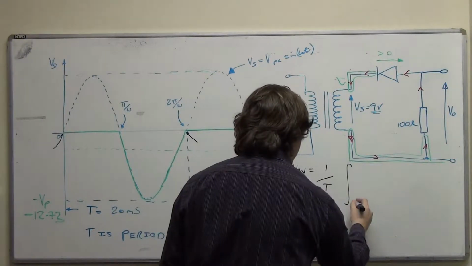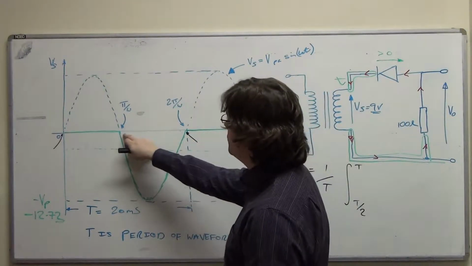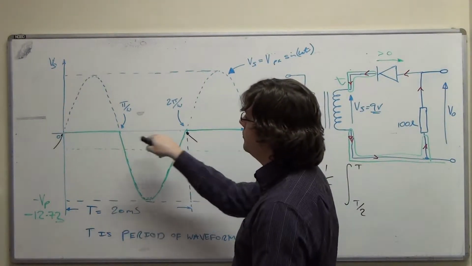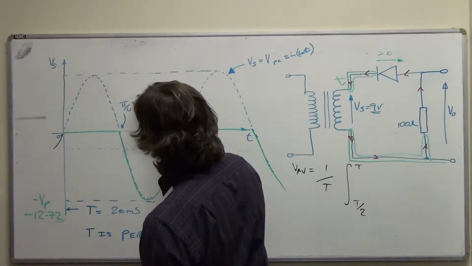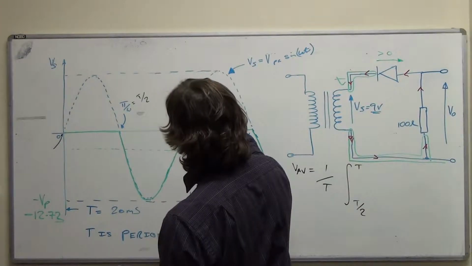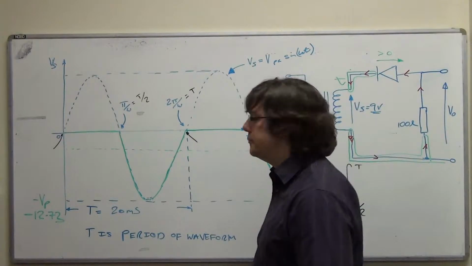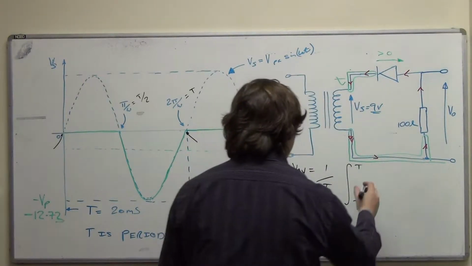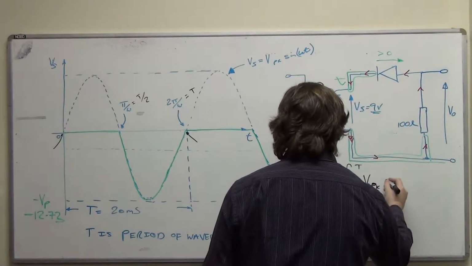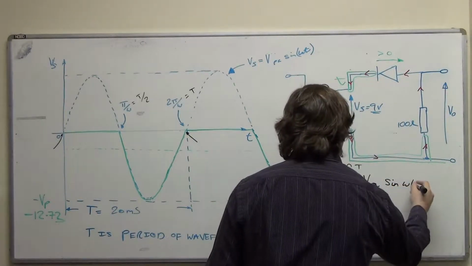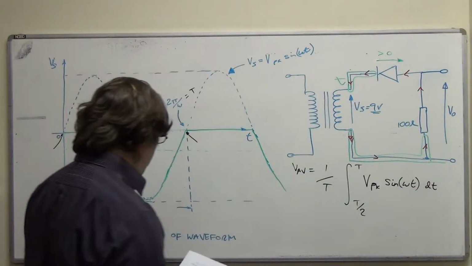So we'll do it between T over 2 and T, which is the second half cycle of this waveform. So this is T over 2, and this is equal to T. But you already knew that because T is down there and that lines up. And then it's Vp sine omega t dt. So that's the integration we've got to perform.